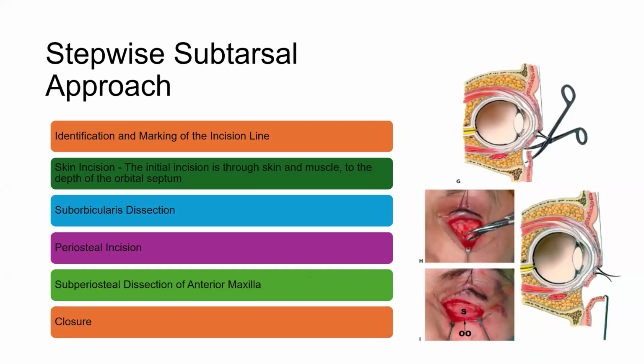Whereas in the mid-tarsal or subtarsal approach, the incision is through the skin and muscle. Hope you are able to see my cursor here. The incision is here, which incises the skin and the muscle. At the same time, the white layer here is the orbital septum, which you don't disturb. So you go under this, go to the infraorbital rim, then incise the periosteum. So now you are entering into the periorbita.